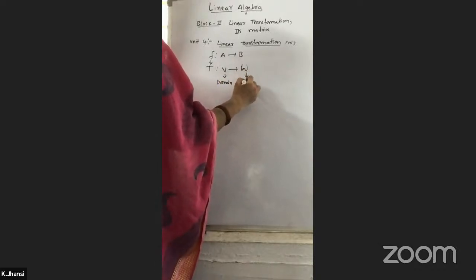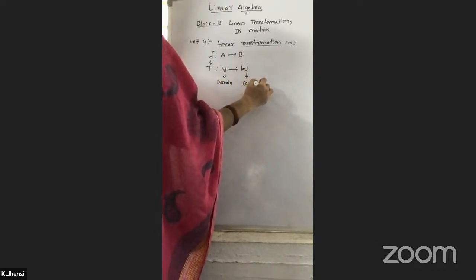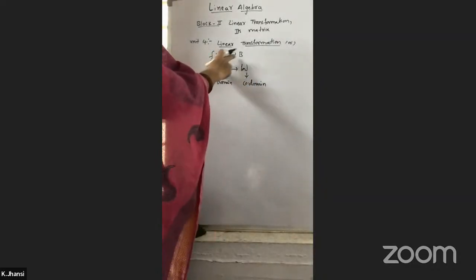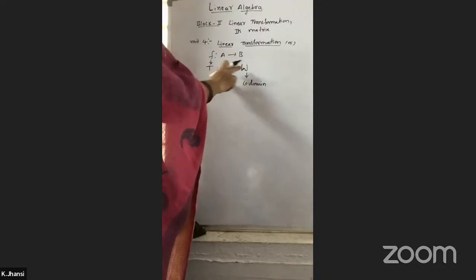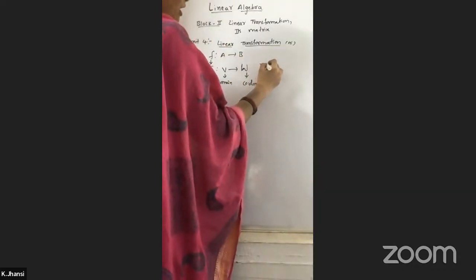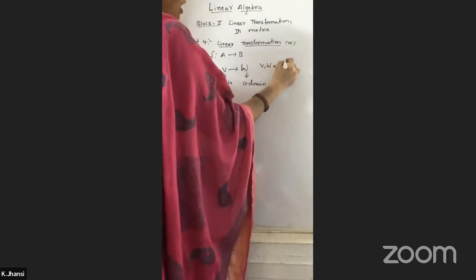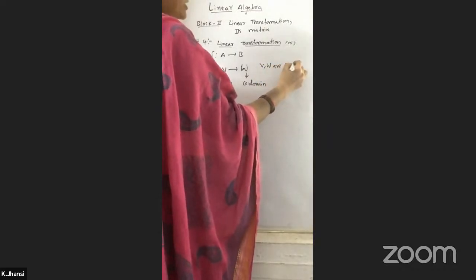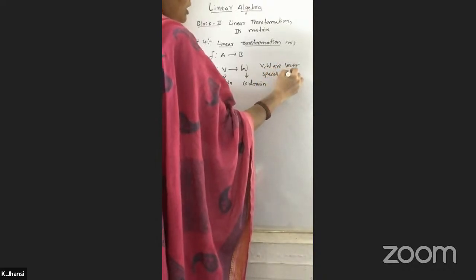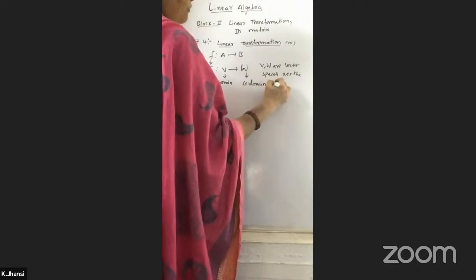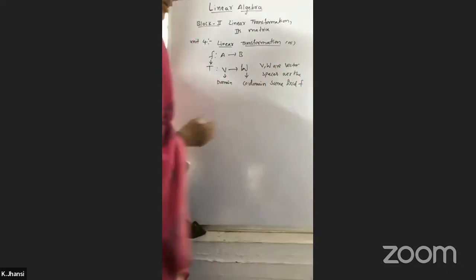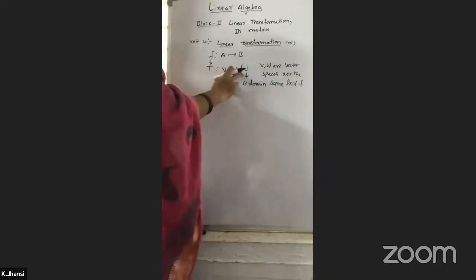This is codomain. Okay. So how the mapping, we have seen the mapping of F from A to B. Similarly, T from V to W. And V comma W are two vector spaces over the same field capital F. Okay. So these two are the vector spaces.